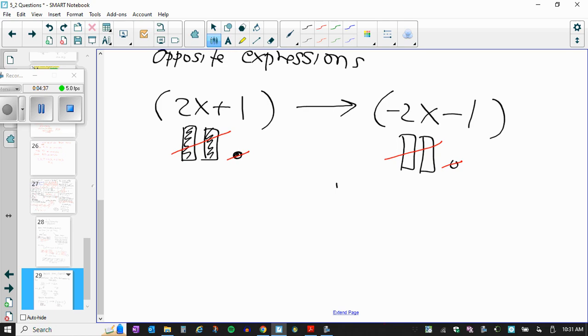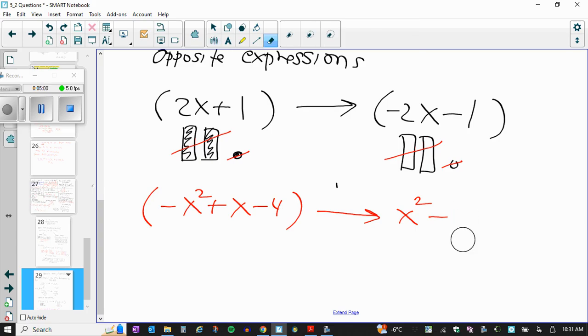I gave you another one, said negative x squared plus x minus 4, and I asked you, what is its opposite? Riley, what would you say the opposite of that trinomial is? Good. Simple as that. Positive x squared minus x plus 4. And the easiest way to see it is by drawing it.